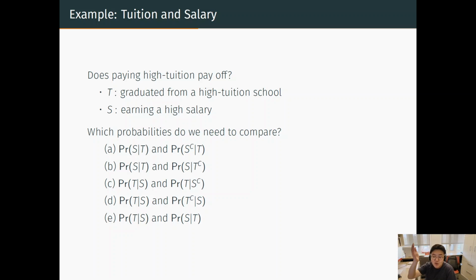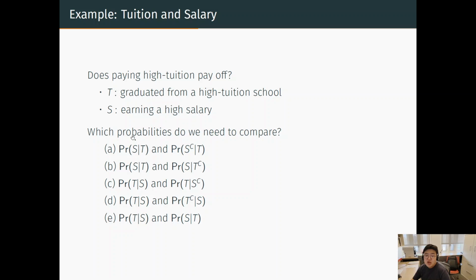So simply, it's on and off. T stands for high tuition school. S stands for high salary. Then automatically T complement means graduated from a school that does not have a high tuition, and S complement means earns a salary that is not high. The definition of high tuition and high salary is up to you. It depends on price level, inflation, and things like that. Anyhow, simplify: it's a yes or no, high or low, high tuition, high salary.